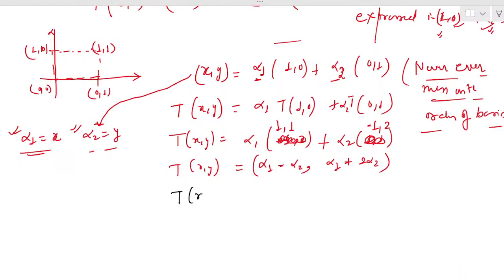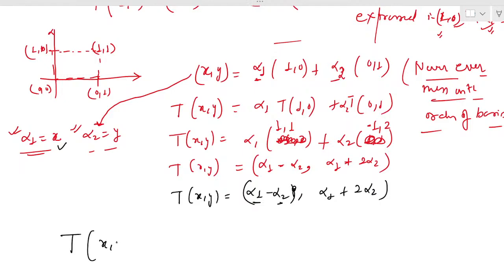So I've got T of x comma y as simply alpha 1 minus alpha 2, comma, alpha 1 plus 2 alpha 2. Is that clear? What is your alpha 1? Alpha 1 is simply x. What is your alpha 2? It is simply y. So I can write that my linear transformation T of x comma y is equal to x minus y comma x plus 2y.